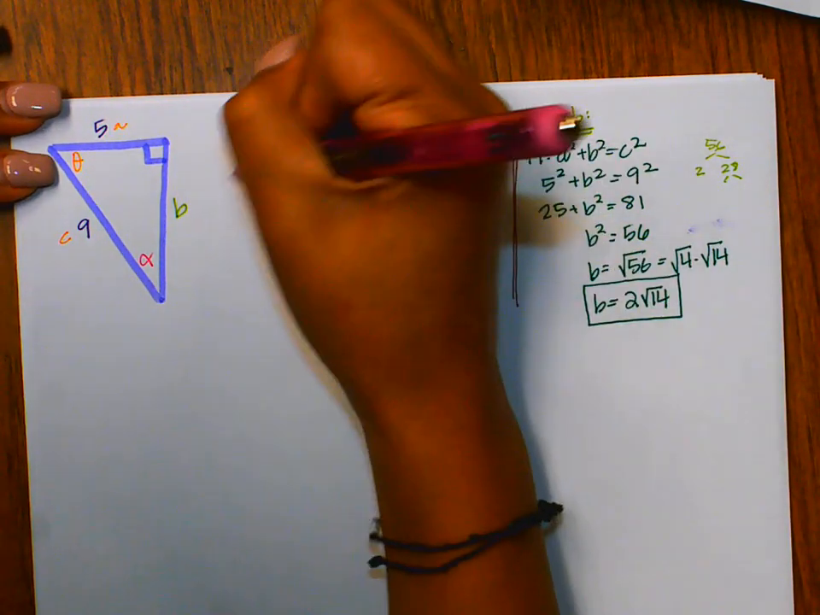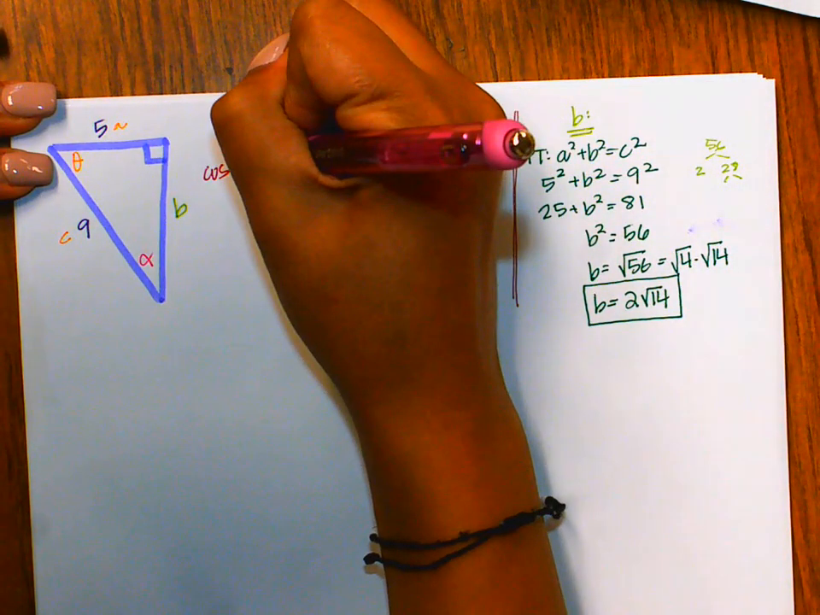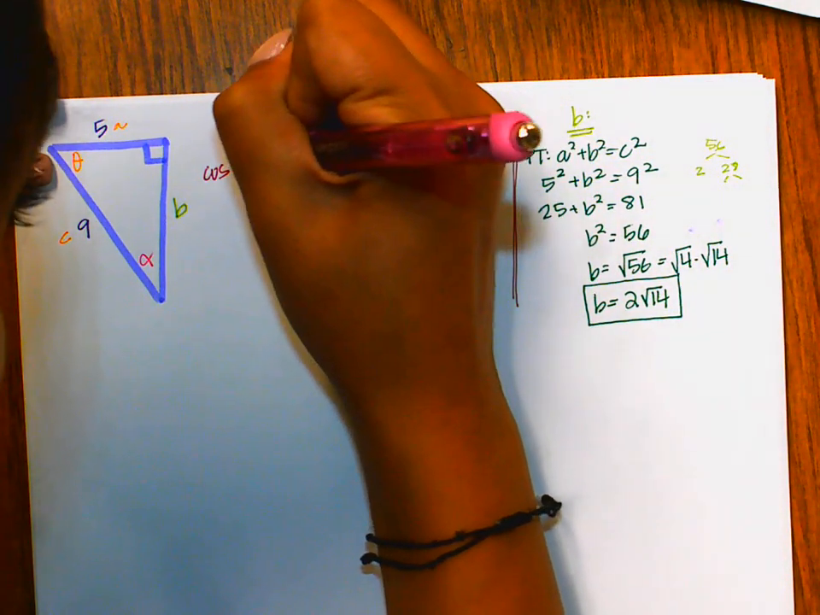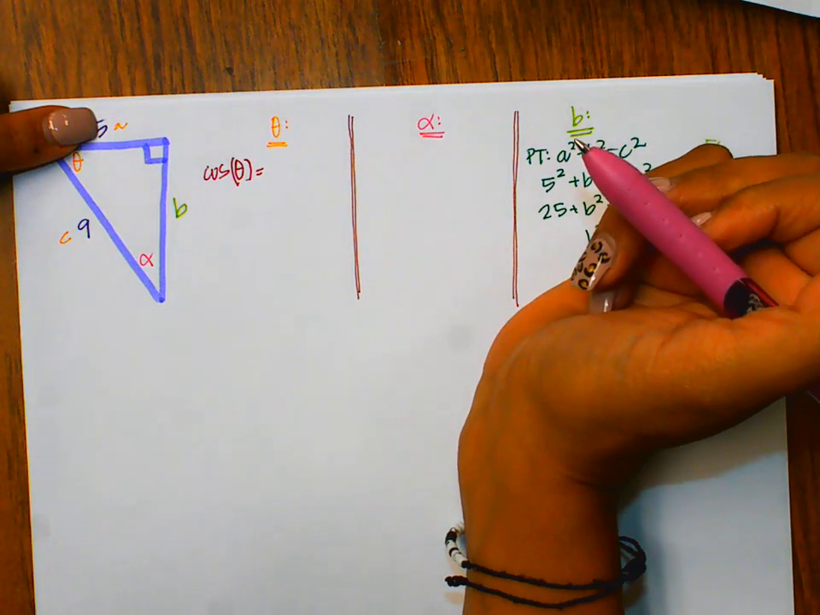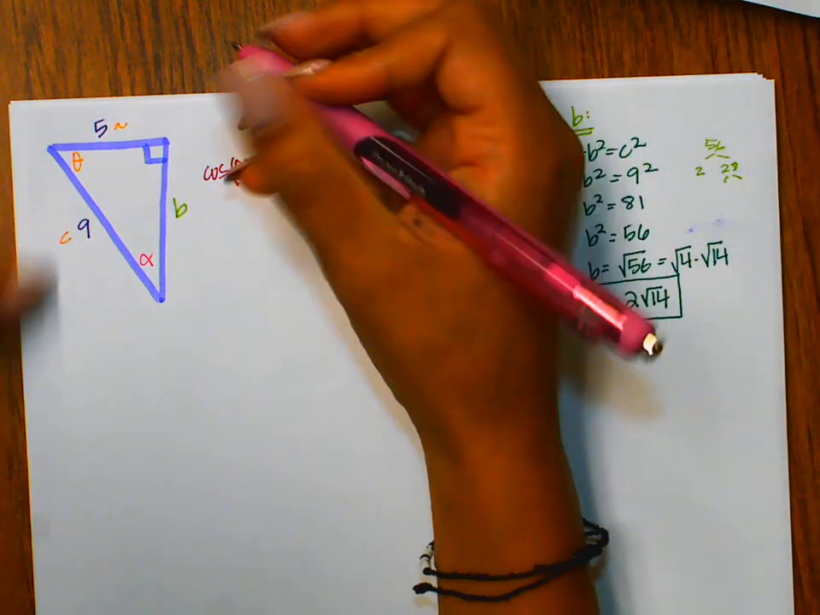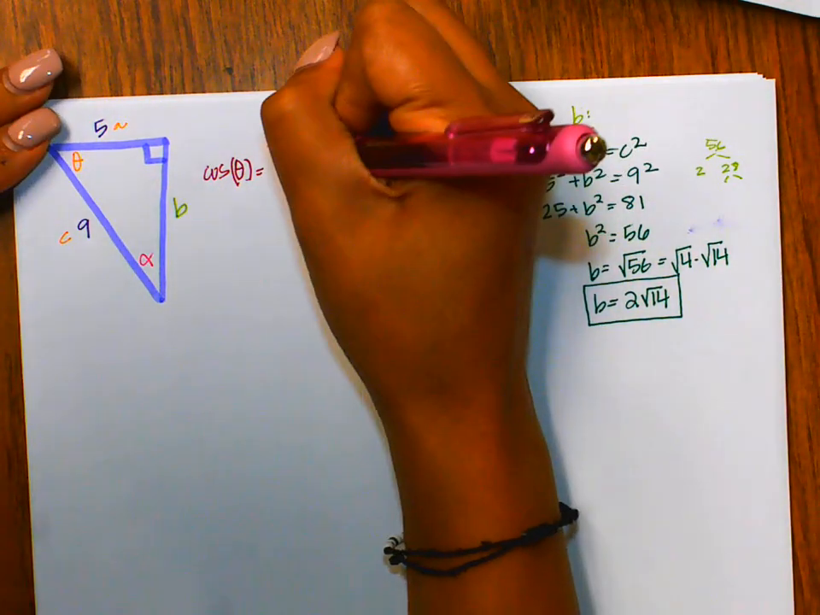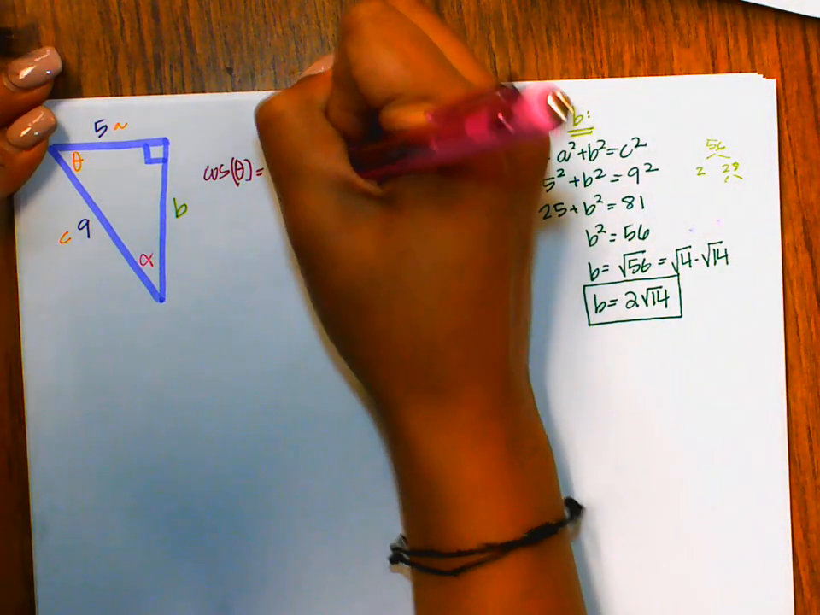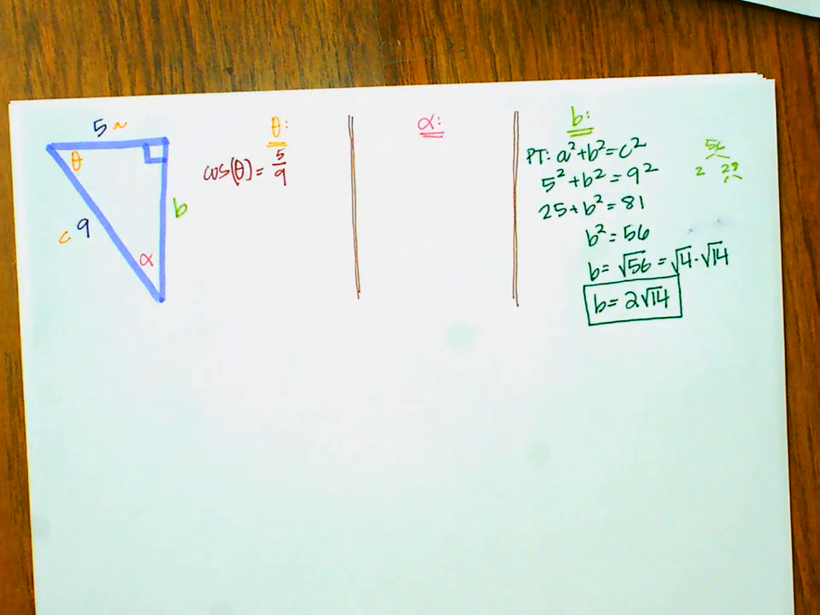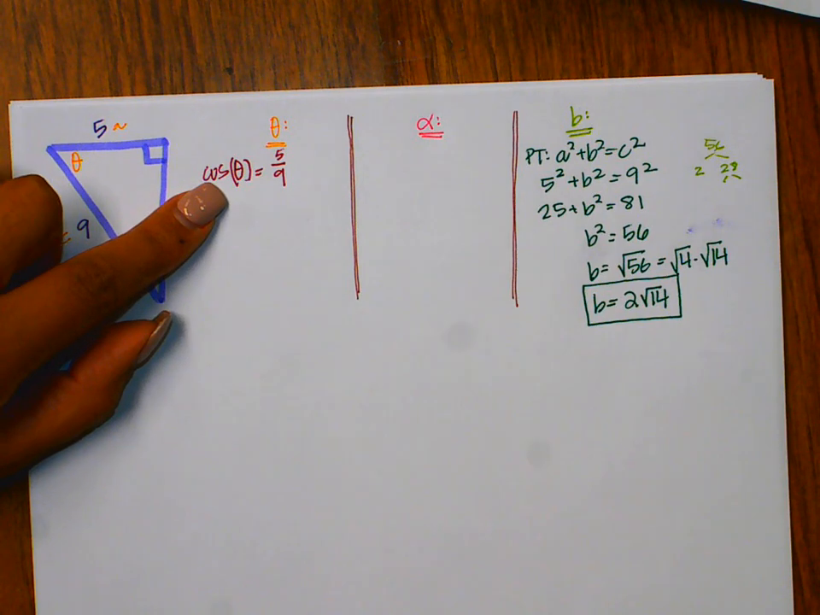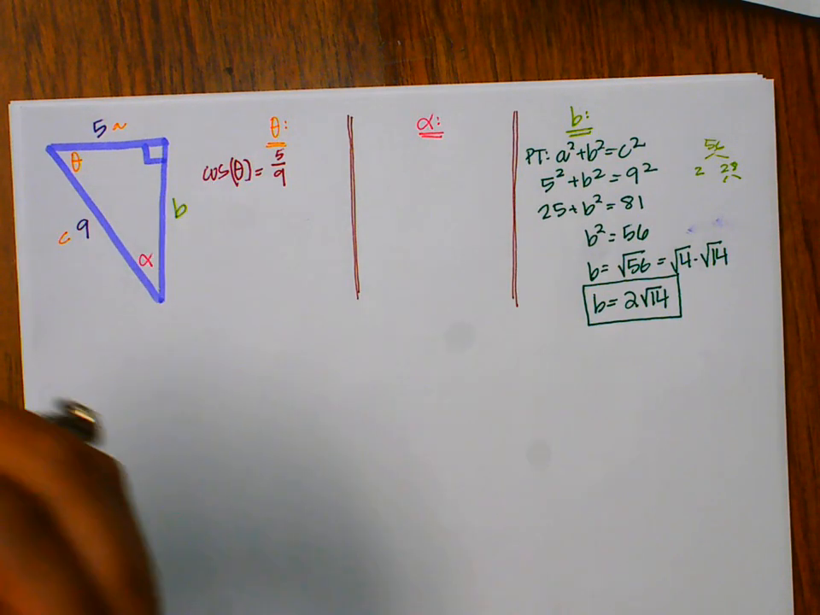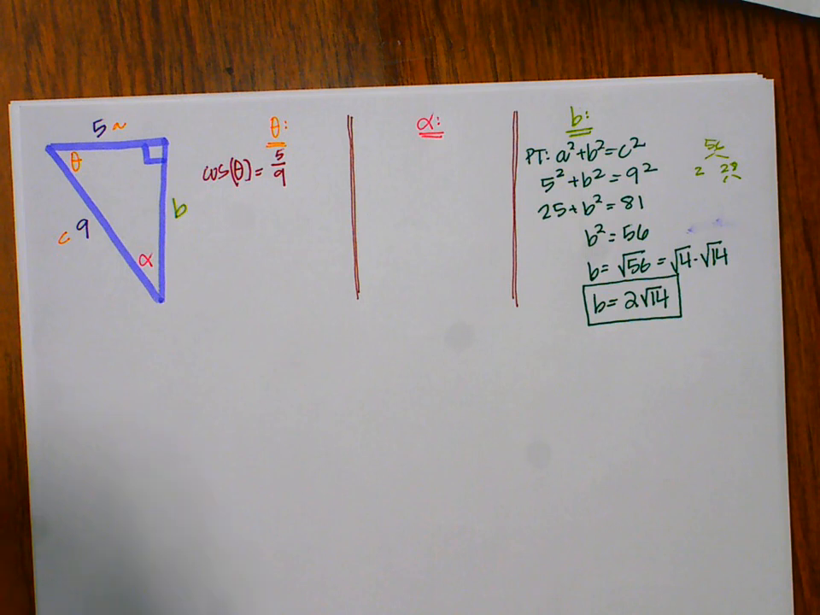So cosine of theta is, so I have my adjacent and my hypotenuse, which is why I'm using cosine, and I get 5 over 9. Now this is where those inverses come in. The only way to get rid of a cosine is to do the inverse of a cosine, like when we're doing the opposite of addition, we do subtraction. Opposite of multiplication is division.